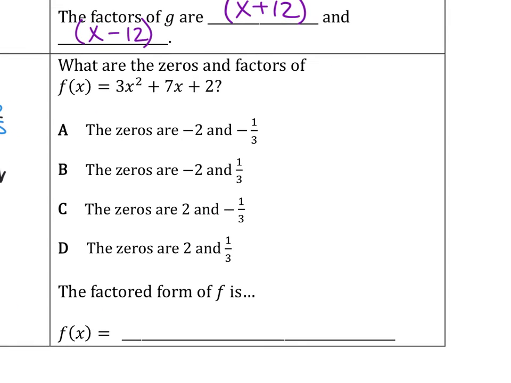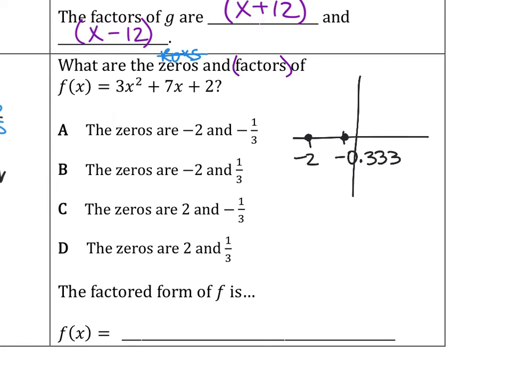Again, what are the zeros? That's the rocks. And factors, that's the parentheses, of f of x equal to 3x squared plus 7x plus 2. Okay, let's talk about this one. We've got our x and y axis. Where does this one cross the x-axis? -2 and -0.333. Okay, I'm going to write down exactly what you said. At -2 and at -0.333.